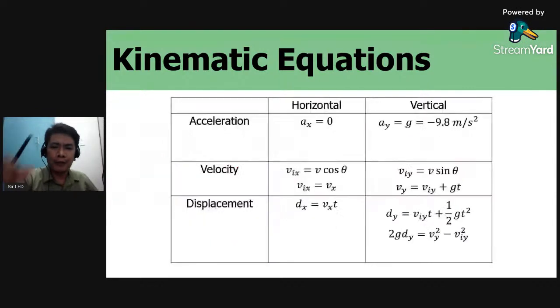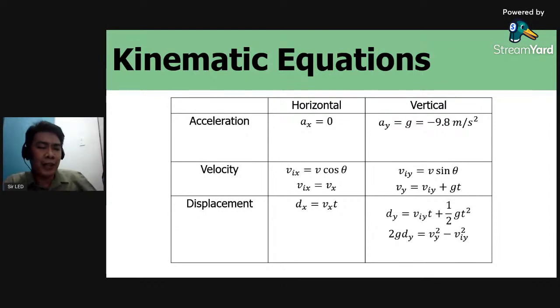Now, this is the summary of the equations, class, for the kinematic equation. For the horizontal component, the acceleration is 0. Why is it 0? Because the object's speed is constant. Therefore, it's not accelerating. Its acceleration is 0. While for the vertical velocity, as the object goes upward and as the object goes downward, its acceleration is g, or negative 9.8 meters per second squared.